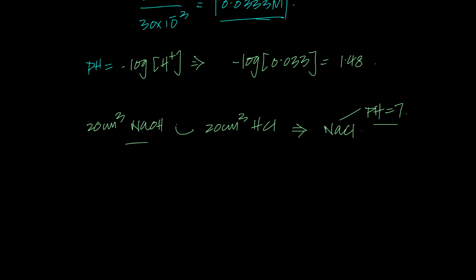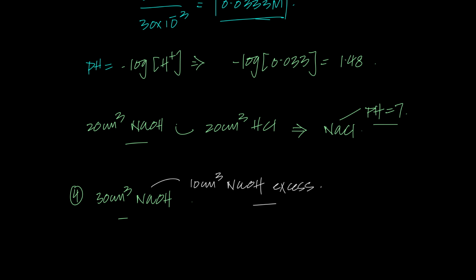Now, part 4, what if I now add 30 cm³ of NaOH? Effectively, a total of 30 cm³ of NaOH. So what would actually happen is, if I add 30 cm³ of NaOH in totality, 10 cm³ of NaOH is in excess. Agreed? Now my question to you guys is, if 10 cm³ of NaOH is in excess, how many moles is that representing?